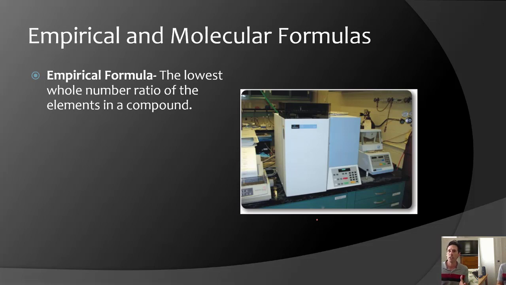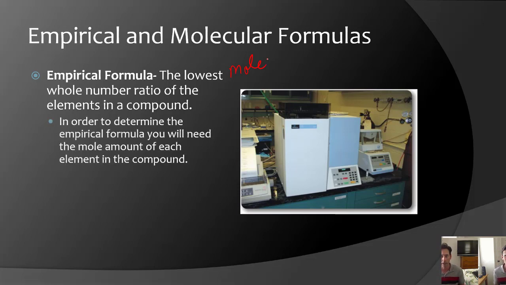Here's the most important definition I need you to know for empirical formulas, and it is the lowest whole mole, and this is the key, lowest whole mole, all right? And I need you to add that, mole number ratio of the elements in a compound, all right? And to determine it, you need a couple different things. In order to determine the empirical formula, you need to know the mole amount of each of the elements, okay?